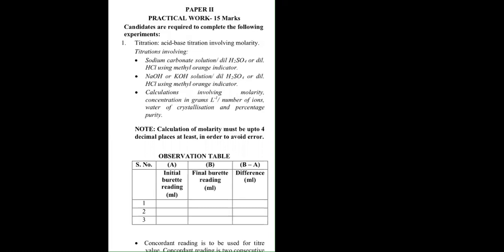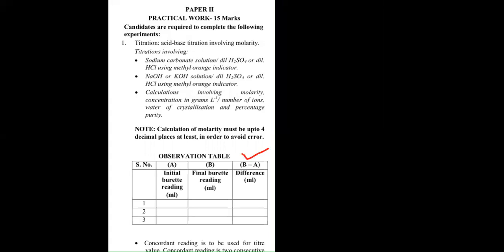Now, in this experiment, though the calculations are theoretical, for the calculations you need to take the readings. These readings are then tabulated in the observation table, a sample of which has been given in your syllabus. If you go towards the end of the syllabus where the practical part is written, you will find that an observation table is given. This is what I'm talking about.